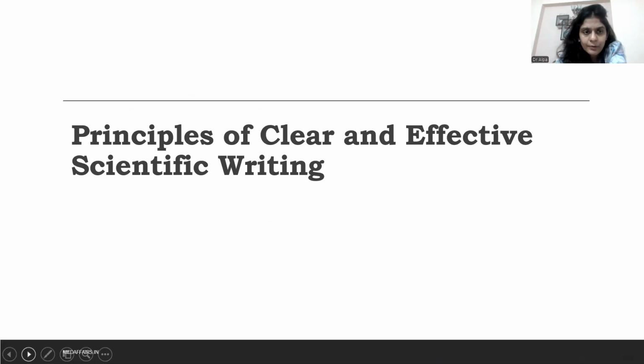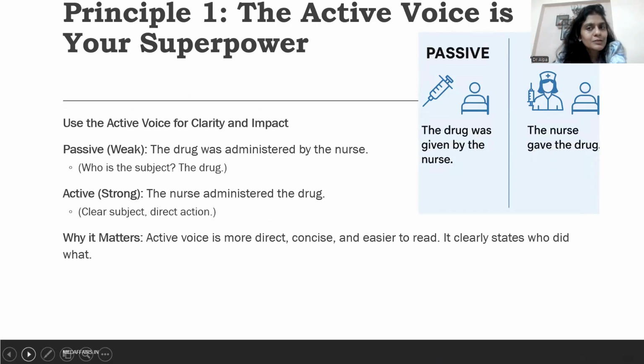So let's start with the first topic, which is on principles of clear and effective scientific writing. So the first principle says, according to the new recommendations, don't go with the passive voice usage. Instead of saying the drug was given by the nurse, simply say the nurse gave the drug or the nurse administered the drug. Societies such as AMA or EMA also recommend the same thing.